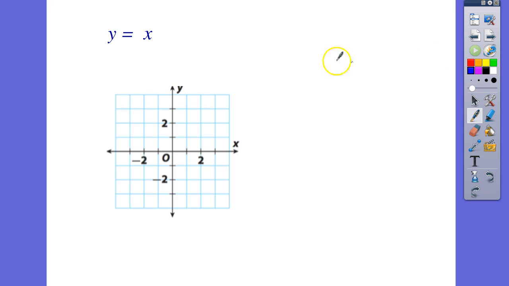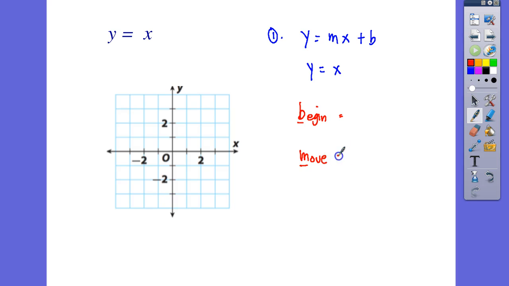Okay, so the first thing again you do, check, is your equation written in y equals mx plus b form? So you match it. Oh yeah, this is in slope-intercept form because y is by itself. Now you just have to figure out what is your b value, where you will begin, and what is your m value, how we're going to move.